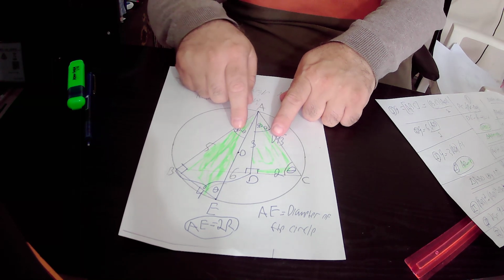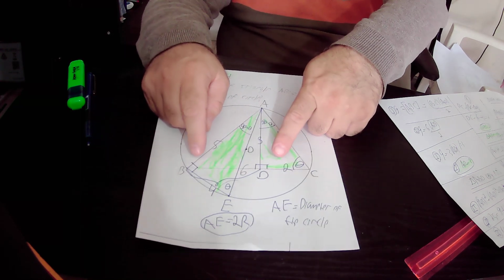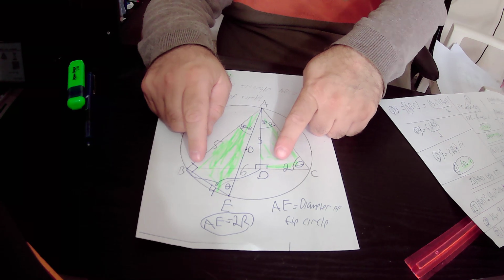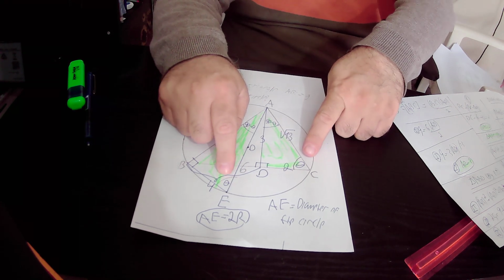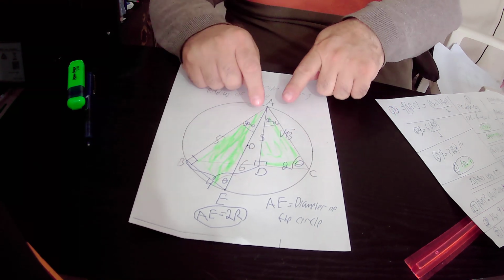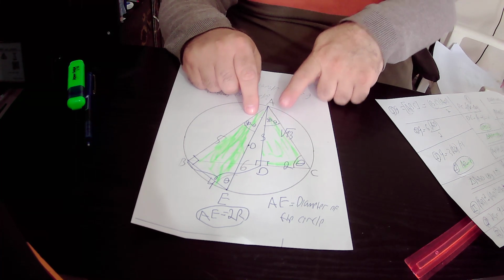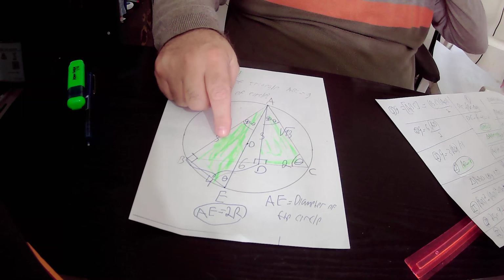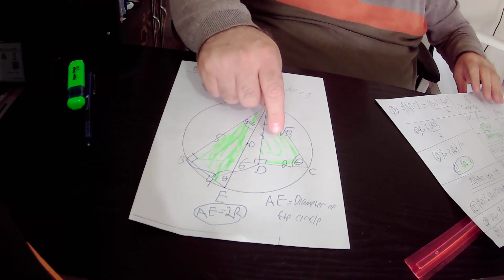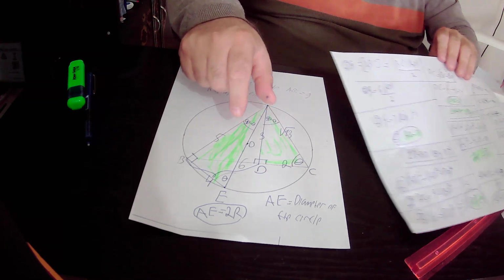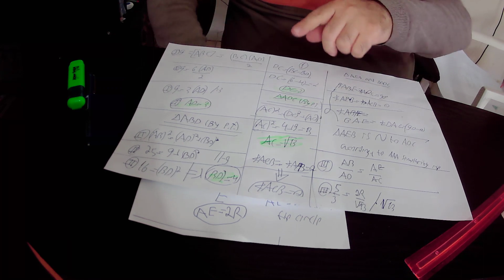Why are they similar to each other? First of all, those two angles are both equal to 90 degrees, therefore they are equal to each other. Those two angles are both equal to theta, therefore they are equal to each other. Those two angles are both equal to 90 degrees minus theta, therefore they are equal to each other. So we prove that all the angles of triangle ABE are equal to all the angles of triangle ADC, therefore those two triangles are similar according to the angle rule.